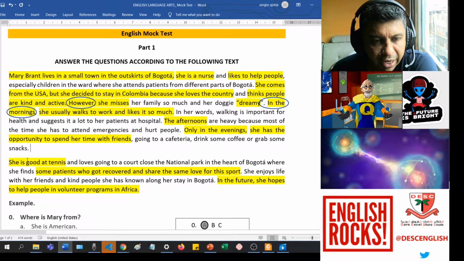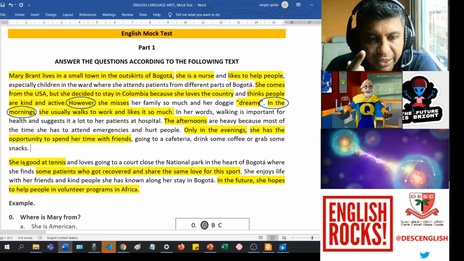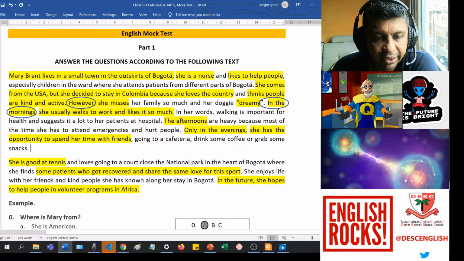Let's continue with the next paragraph. She's good at tennis. Ella es muy buena al tenis. That's why you see highlighted this idea. Esa idea está resaltada por esa razón.